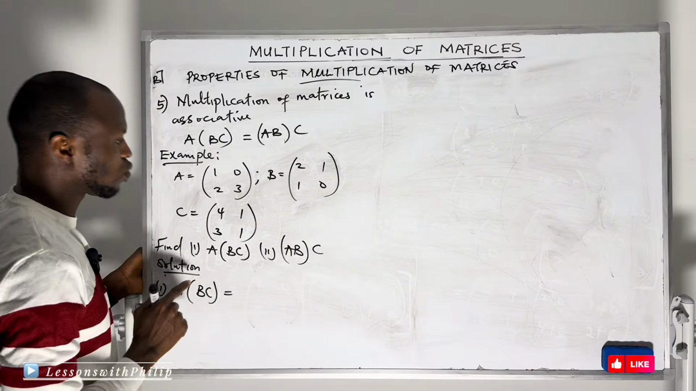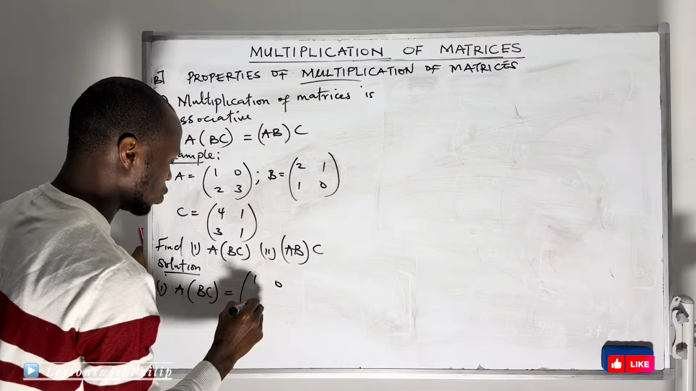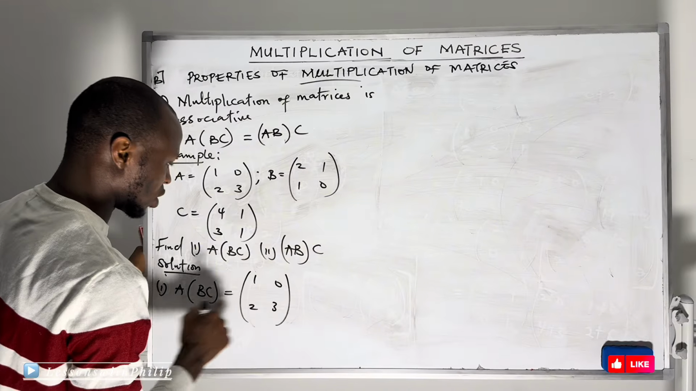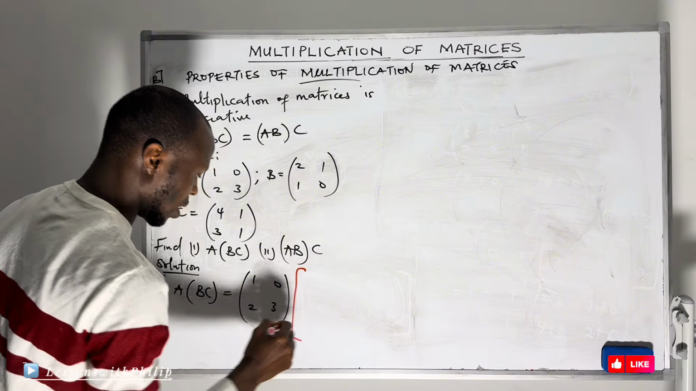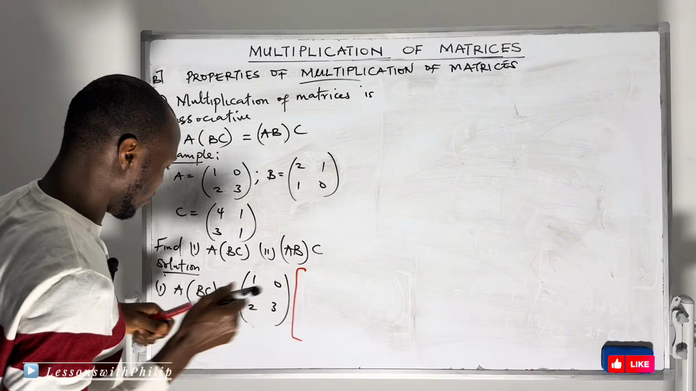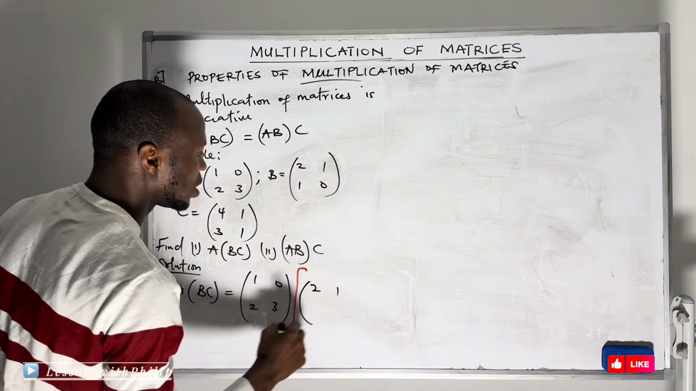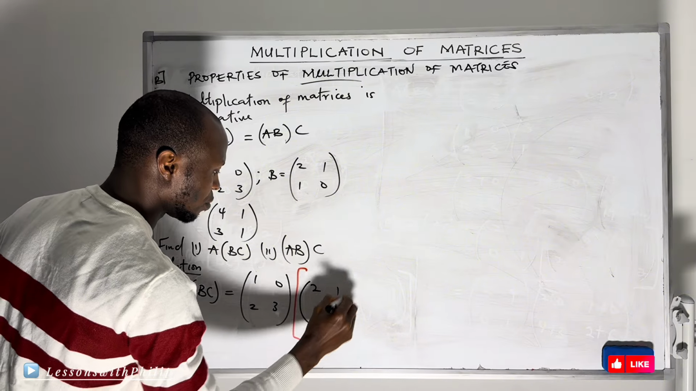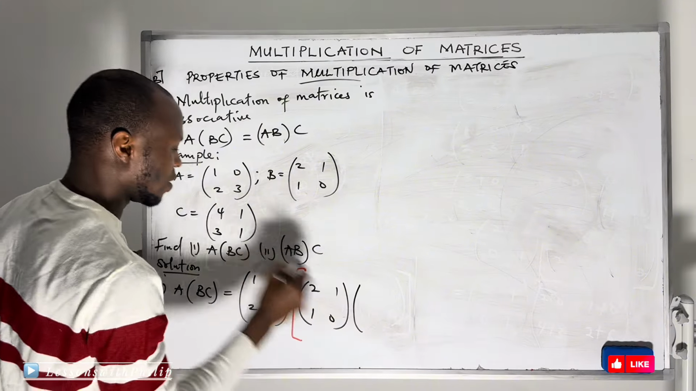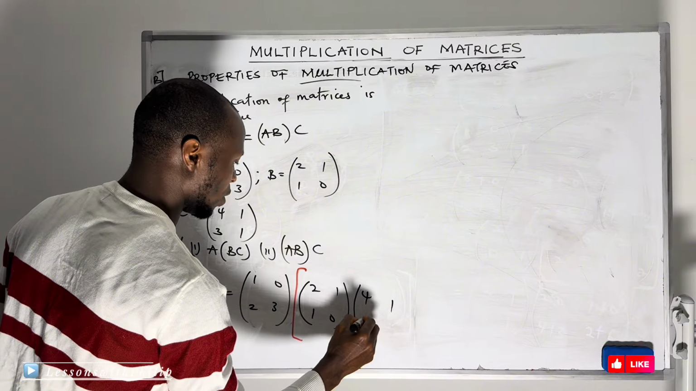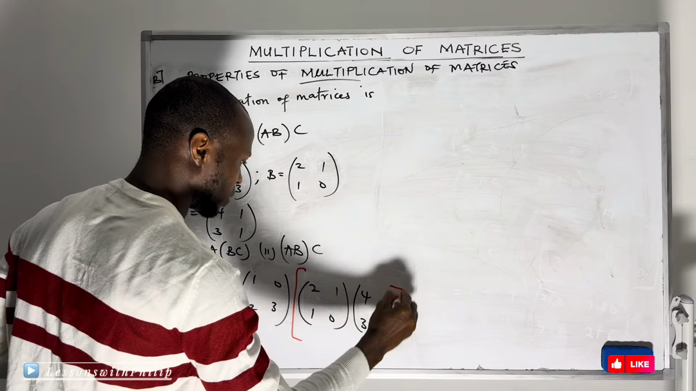Okay, that will be equal to, what is my matrix A? My matrix A is 1, 0, 2, 3. And my matrix BC, allow me to put that in a big bracket. I use another pen to specify that. Then what is my B? My matrix B is 2, 1, 1, 0. And my matrix C is what? My matrix C is 4, 1, 3, 1. Then I close my matrix.